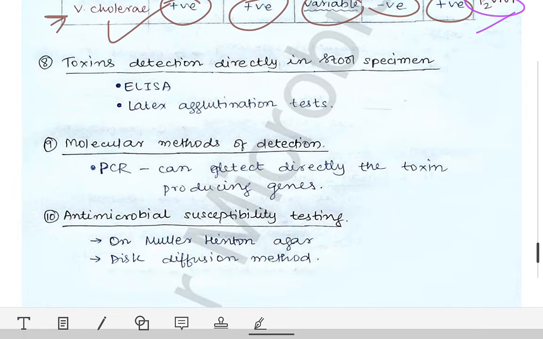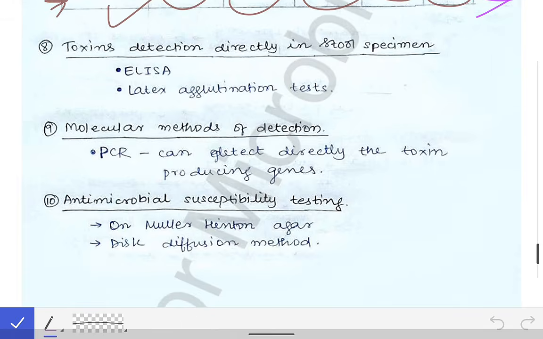Okay, after that we can also do direct toxin detection, like many of the organisms cause food poisoning by their toxins, like Bacillus cereus, like enterotoxigenic E. coli, like Shigella. So they may cause food poisoning with their toxins. So in those cases we have to detect the toxin. If we detect the toxin, then the food poisoning itself will be diagnosed. Okay, so the toxin can be detected in the stool specimen by ELISA or by the latex agglutination test.